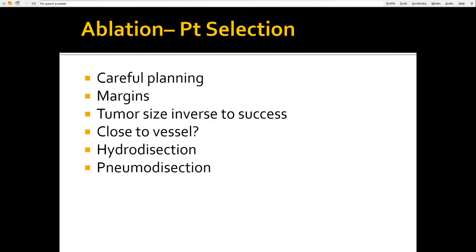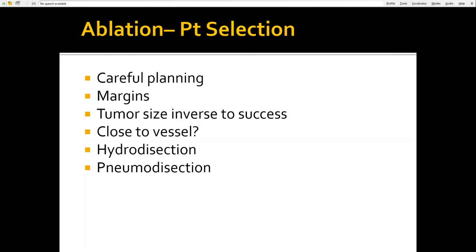Again, in general, you have to plan carefully. You have to make sure your margins are going to be okay, make sure there are no intervening structures nearby. The tumor size is inverse to the success. 3 centimeters in general is a good number. Once you start getting above that, 4 or 5 centimeters, it can be tough to really get a good successful result. You may have to go in a second time to treat tumors. Are they close to a vessel? You have to be worried about heat sink effect with some of the modalities again.